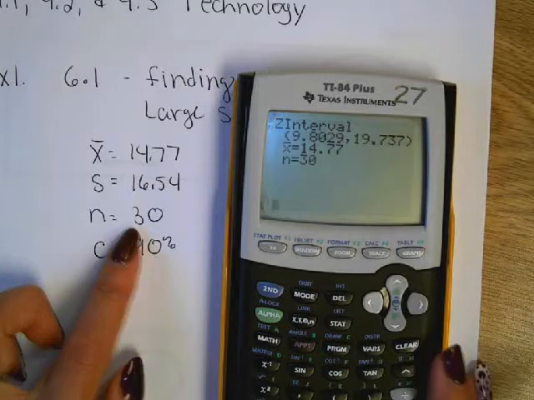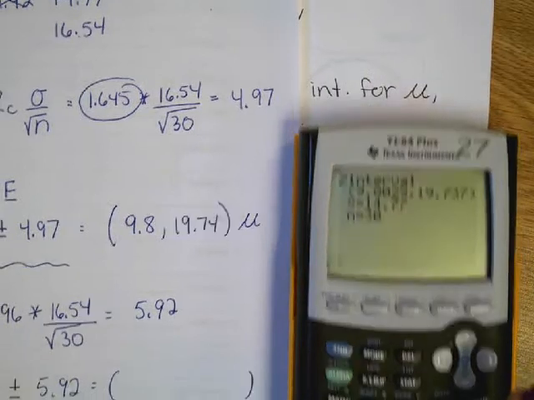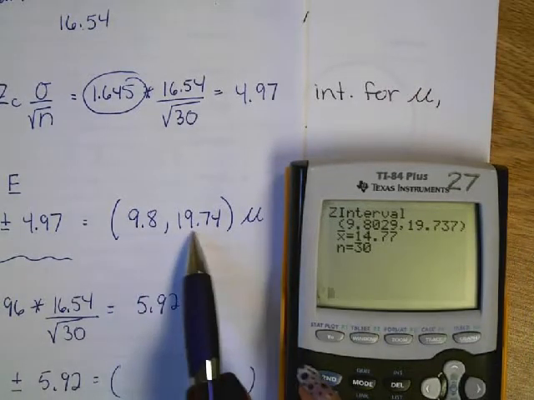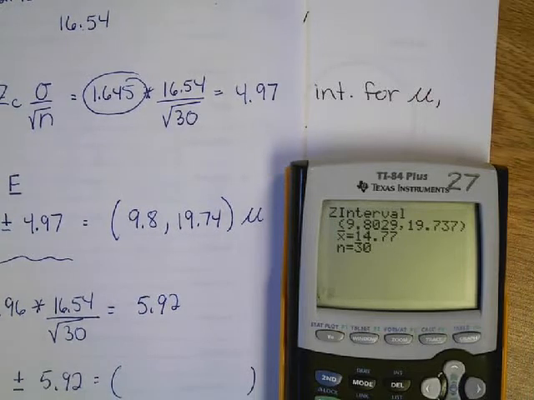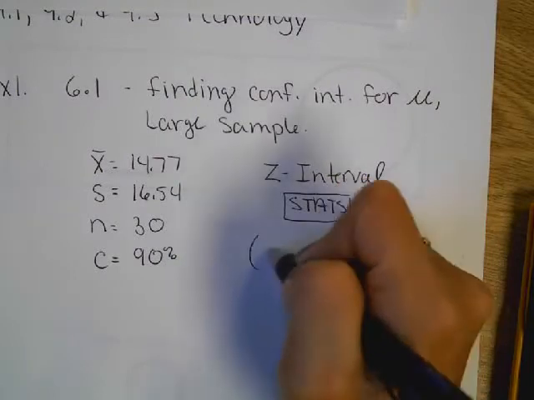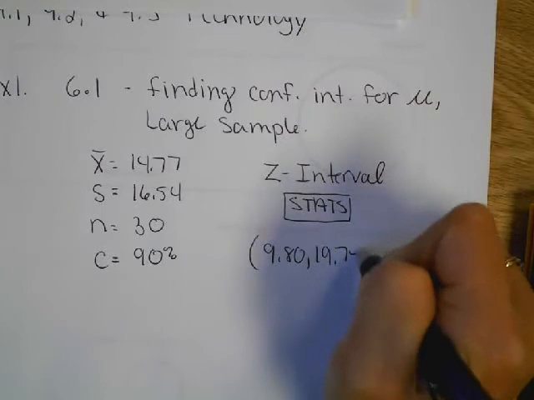Calculate. And look how quickly it gave us the answer that we had back when we did it the long way. 9.80 to 19.74, done. Don't hate me. So 9.80 to 19.74.